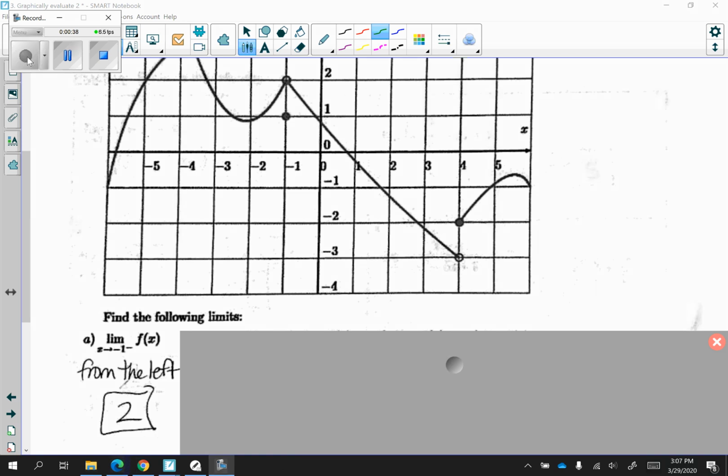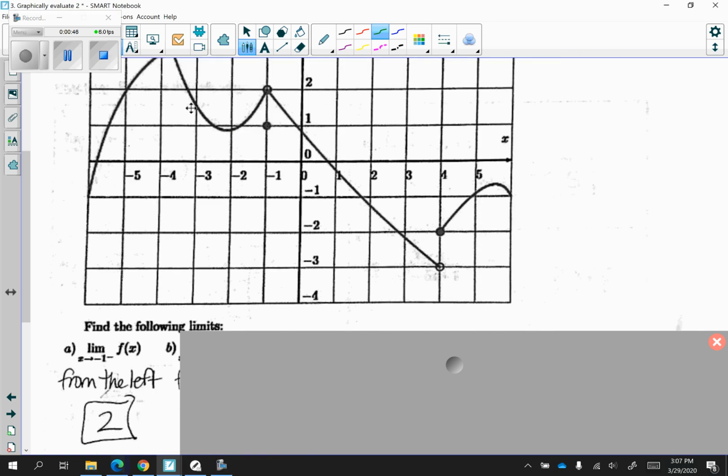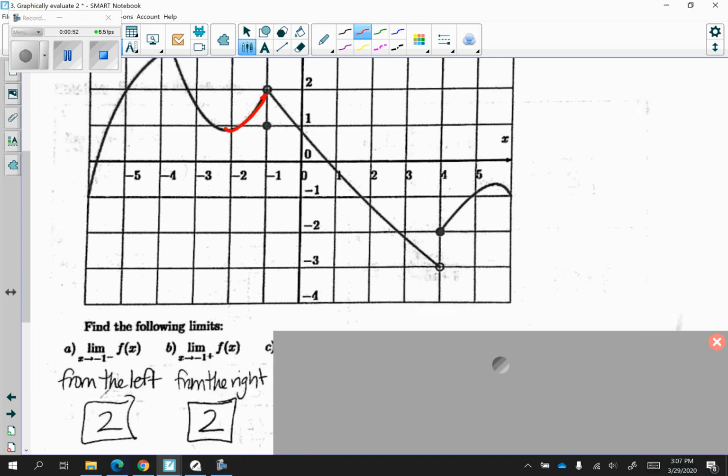A, limit as x approaches -1 from the left. From the left, it approaches 2. How about from the right? That also approaches 2. Therefore, for C, the limit as x approaches -1 of f of x, because they're both the same, the answer is 2.